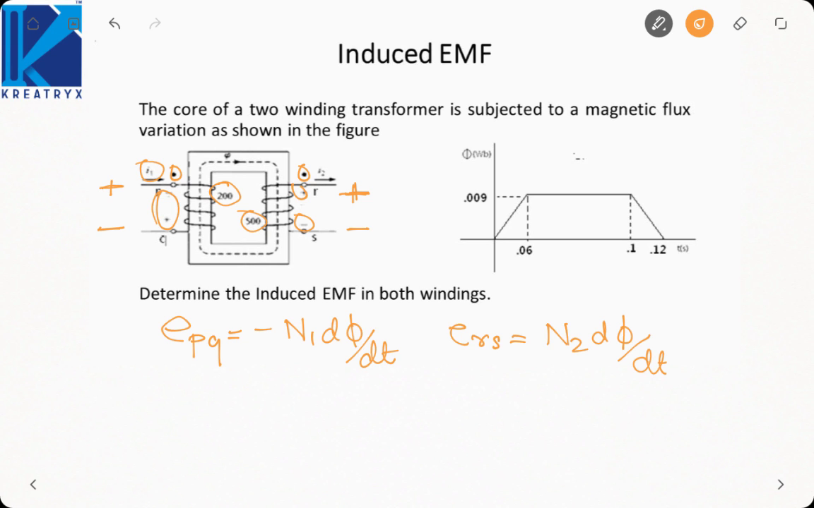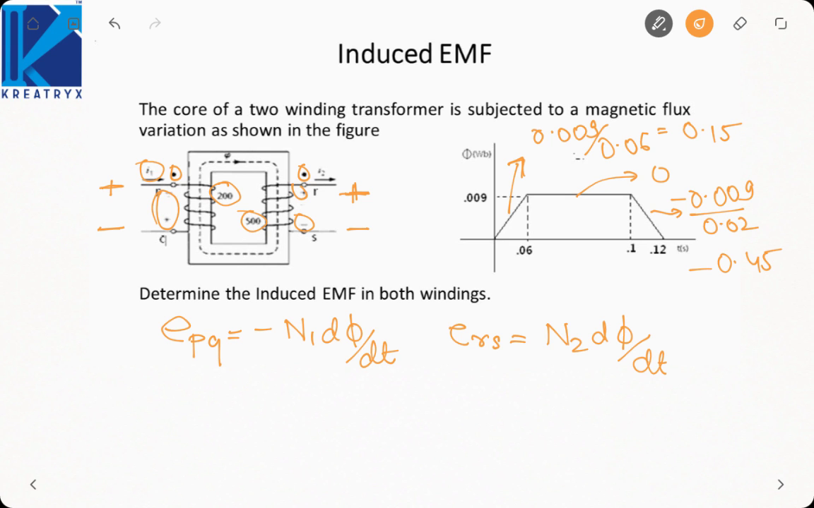Now before moving further, we have to find d phi by dt. Flux graph is given here. So what will be the slope here? 0.009 by 0.06. 0.9 by 6, 0.15. Slope here is 0. Slope here is 0.009 by 0.02. 0.9 by 2, that is 0.45. That is also with a minus sign because it is decreasing.